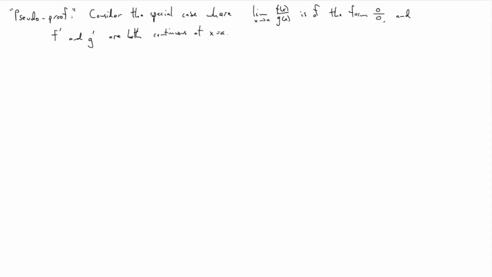Okay, I'd like to give you what I'm going to call a pseudo-proof of L'Hopital's rule. We'll only consider the case where the limit as x approaches a of f of x over g of x is of the form 0 over 0. And I'm going to make the extra stipulation that the derivatives of f and g are both continuous at the point x equals a.